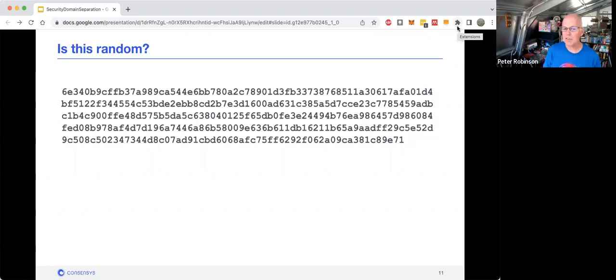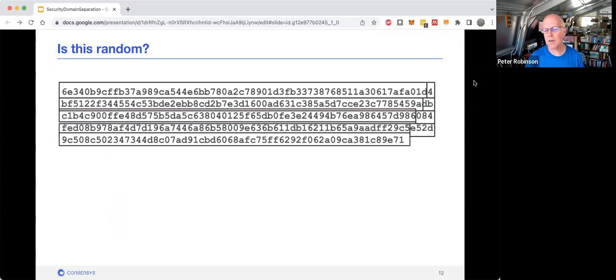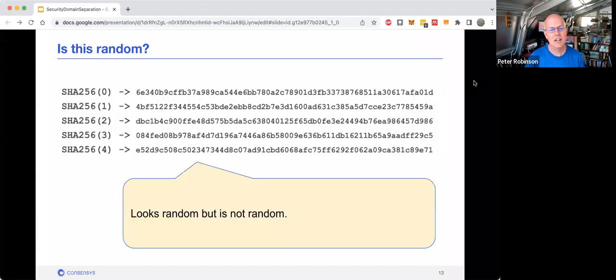And so I think if you did a frequency analysis of this, in fact, if you did pretty much any test of this, even if it was a really long sequence, it would pass all those randomness tests. But looking at it, if we were to split it up into 256-bit blocks, that is just the concatenation of doing SHA-256 of numbers 0 to 4. So it looks random at the output, but it's not random at all, really.